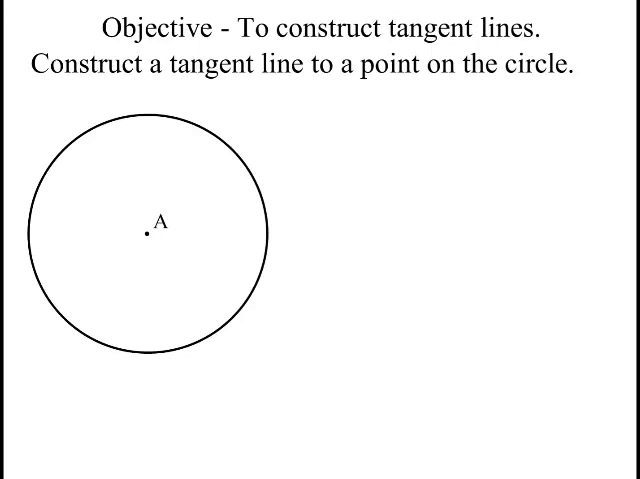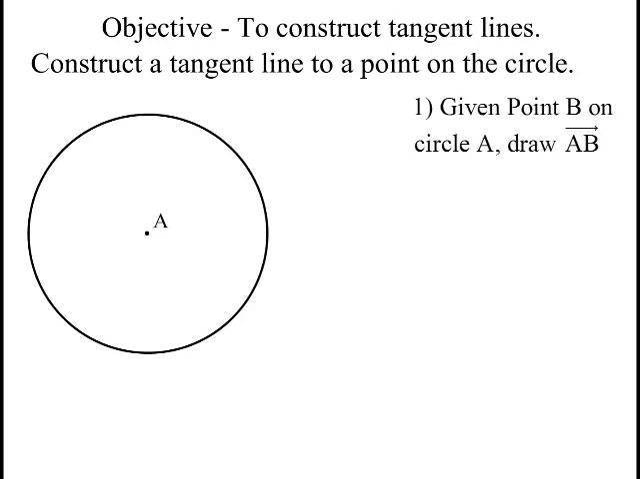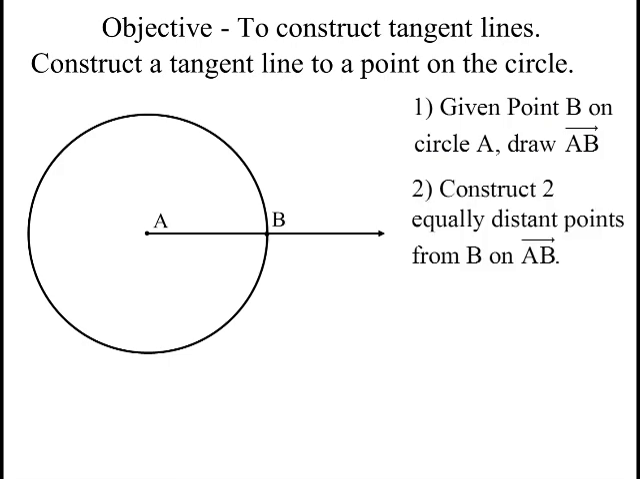So we're going to be covering a couple constructions today. The first one we've already talked about: how to construct a tangent line at a point that is on the circle. So point B is on the circle. First thing I'm going to do is draw a ray that goes through AB. So that's ray AB. And then I'm going to do the perpendicular bisector of this ray through point B.